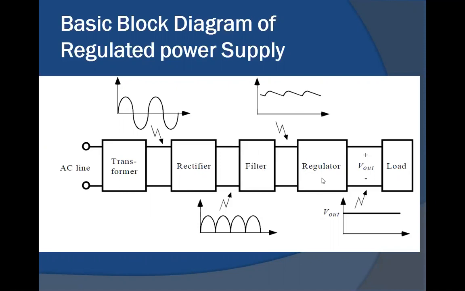Regulator will regulate the unregulated signal which we receive from the filter, and this will be given to the regulated output. The output got at the regulator will be given to the load circuit, which will be given to any other load.